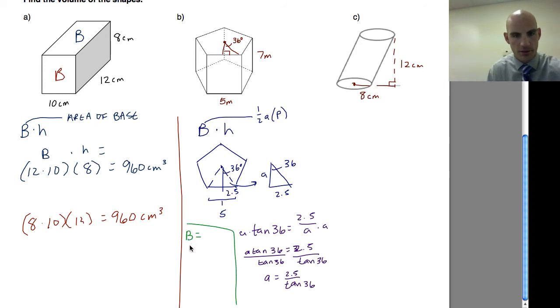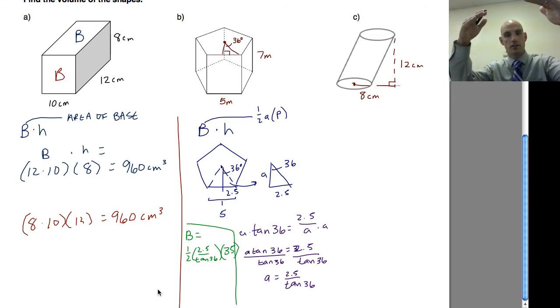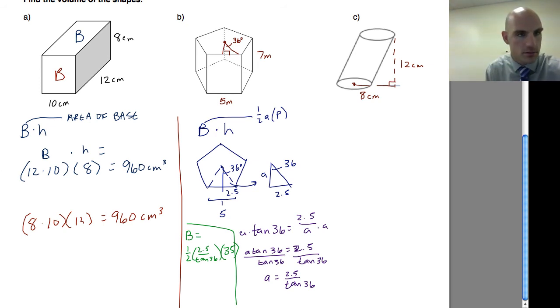Coming over here in green, let me box this off. The base is equal to 1/2 times 2.5 over tangent 36 times the perimeter, which is going to be 35, right? Because it's 5 on each side. Oh, no, just 25. I messed up. I was thinking of this 7 over here. It's just going to be 25. What I end up with is 31.25 over tangent 36. That's the area of my base.